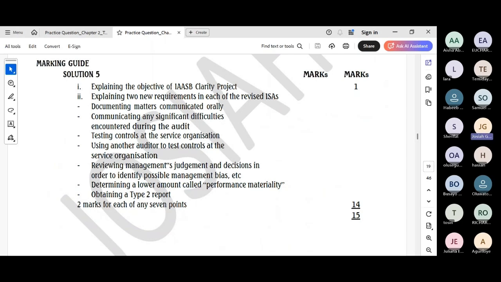Then in writing for the B part, for each of the 7 ISAs, I'll identify and briefly explain 2 new requirements, if I remember, or significant changes introduced as a result of the Clarity project. And they should be distinct and specific to those ISAs. Please use clear headers, like we said. For example, ISA 260 is a popular ISA I know, communication with those charged with governance. So under each heading, use bullet points to list and explain the 2 requirements as much as you can remember. So there's a need to actually read everything in the study text now. There's nowhere that is not examinable.